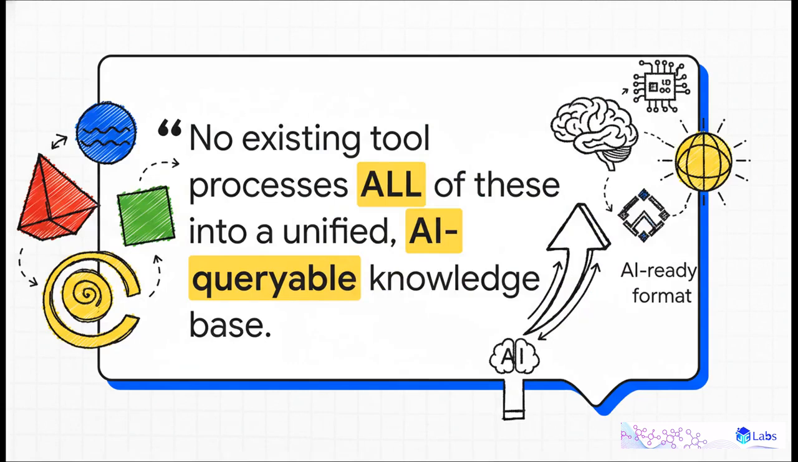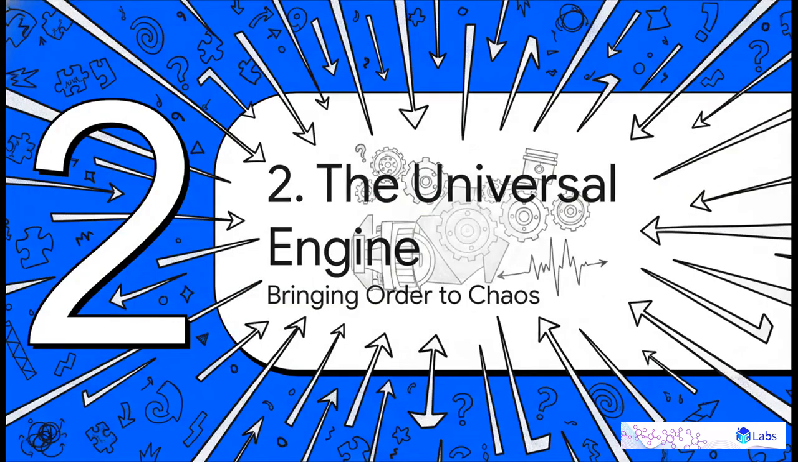And that brings us to the real kicker. The simple truth is, there hasn't been a single tool that can handle all of this and turn it into something an AI can actually use. At least, not until now. So let's talk about the solution. This is where JCOABS comes into the picture. And it's not just another app. It's being framed as a truly universal engine, one designed to bring order to all that data chaos.